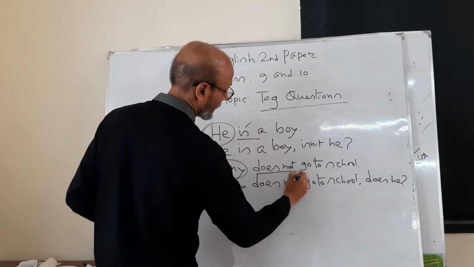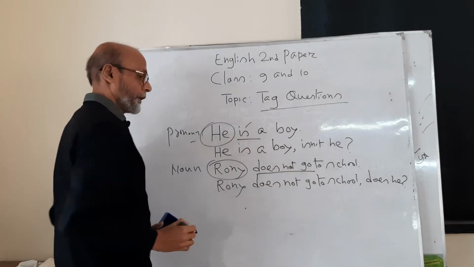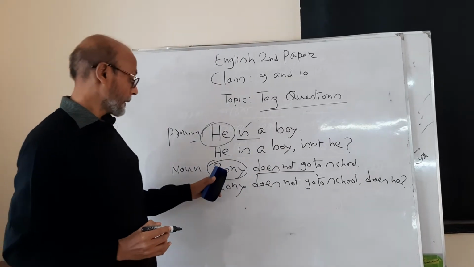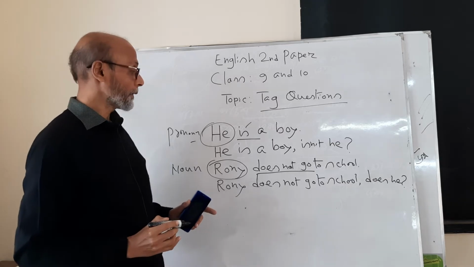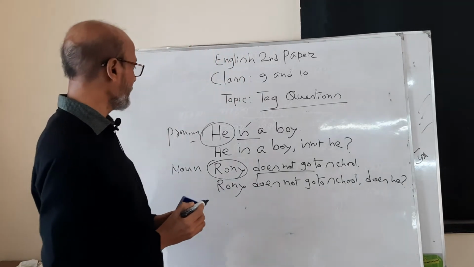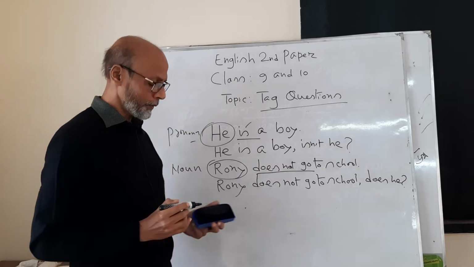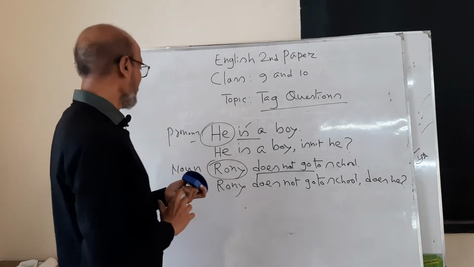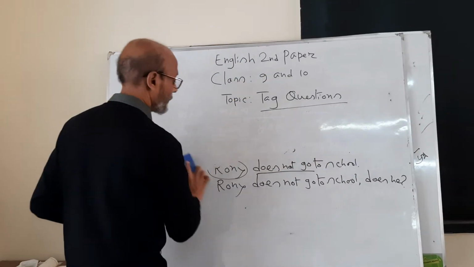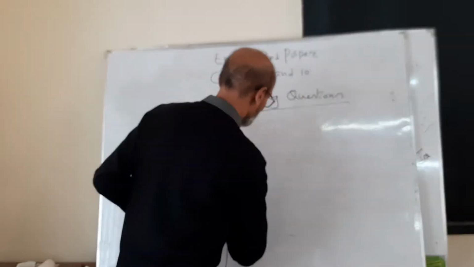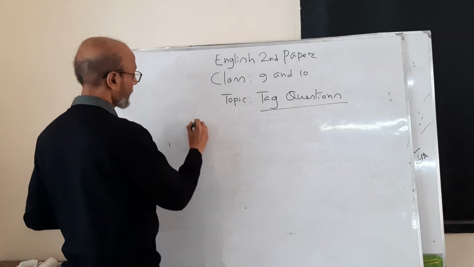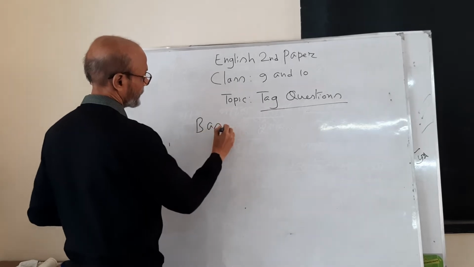Here we find this is a statement in the affirmative sense, but the next statement, "Ronnie doesn't go to school," is in the negative sense. So when you make tag questions, you have to clear your ideas in such a way by following some rules. These are the basic rules you have to follow.